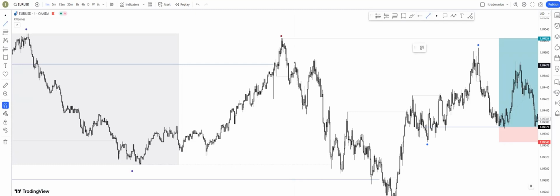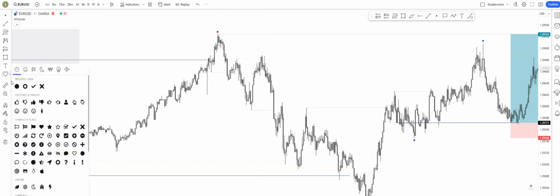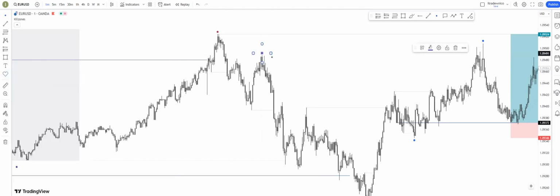You have a strong high right here around this liquidity break of structure. So that's our high of the range right here. Let's put a little dot. Let's make this orange right here. So now we have our high of the range.